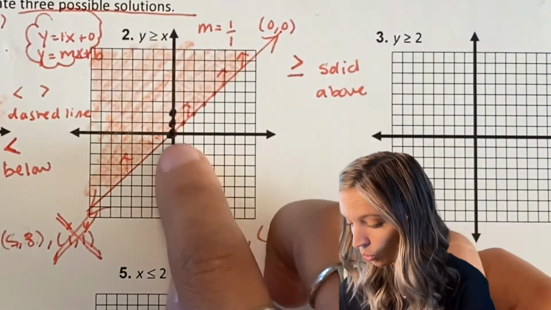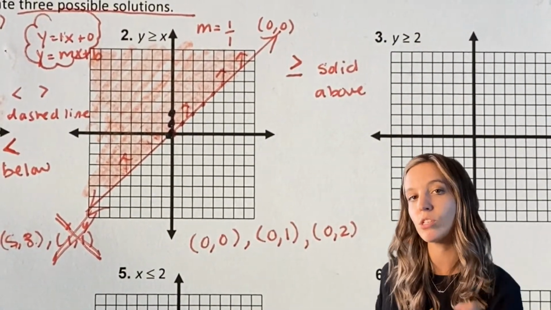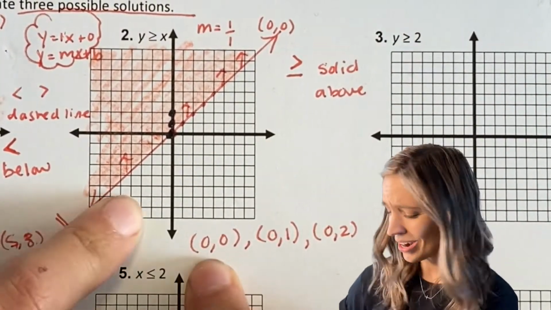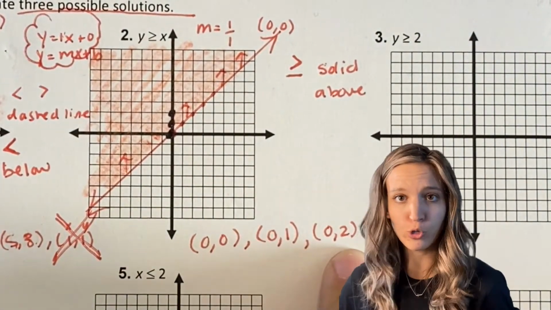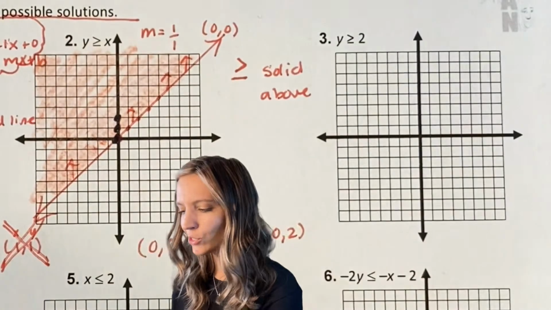This time it was okay that I chose one on the line because the line was solid, so it was equal to. You do not have to change your points to my points. These are the 3 points I chose. Yours might be different. This one, y is greater than or equal to 2.